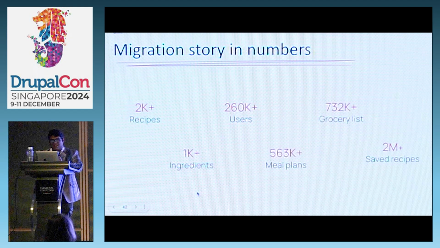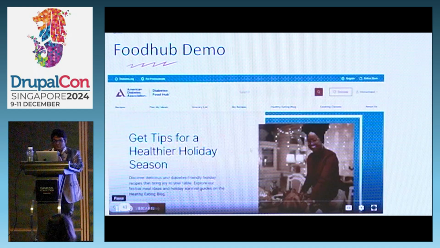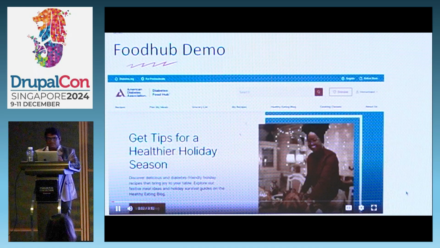This was migrated into Drupal with these big numbers: they had 2k plus recipes, 1k plus ingredients, 260k plus users, 560k plus meal plans, and 2 million plus saved recipes. So this was a whole authenticated traffic system which we had to integrate into the new site. So let's have a look at how this new platform looks.